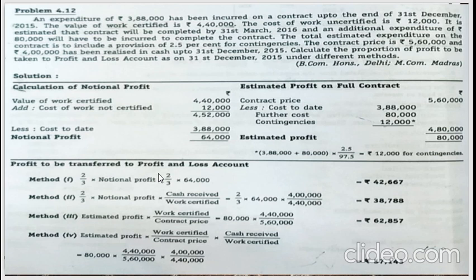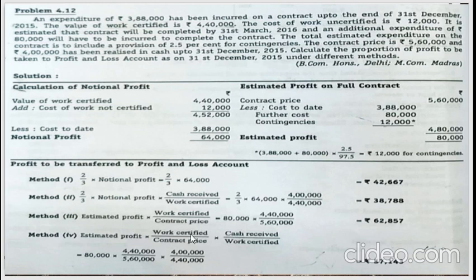divided by work certified. So 64,000 is notional profit into 2/3 into cash received, which is stated in the question, which is 4 lakh has been realized in cash. 4 lakh divided by work certified is 4,40,000, which will give you approximately rupees 38,788. Next is your estimated profit calculation.